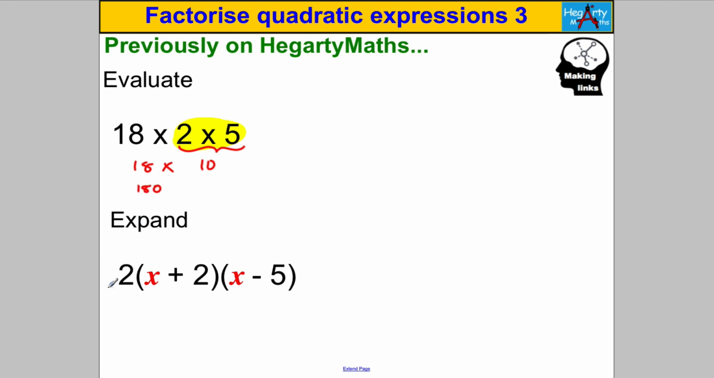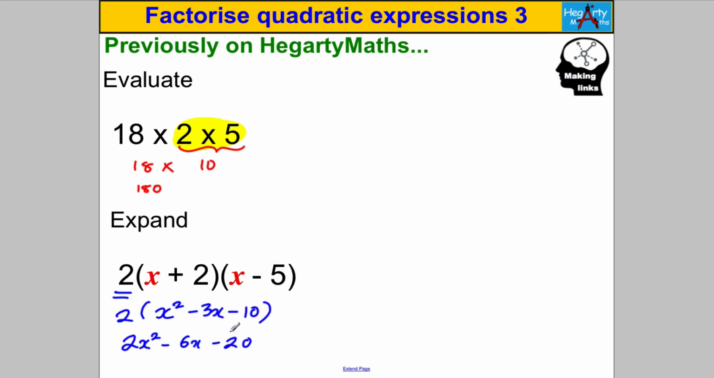Now, if someone asked you to expand 2 brackets x plus 2, x subtract 5, what would you do? Well, I wouldn't do the multiplied by 2 till the very end. I'd keep that there, like I kept the 18 in the previous case. I'd expand this, which I should be able to do quickly, as x times x is x squared, positive 2 and negative 5 are negative 3x's, so I'd have negative 3x, and positive 2 multiplied by negative 5 is negative 10. And then I times everything by 2 at the very end and get myself 2x squared, subtract 6x, subtract 20, and I'd be done.